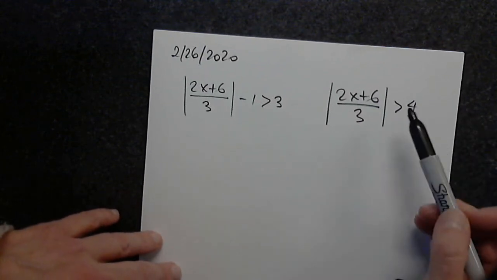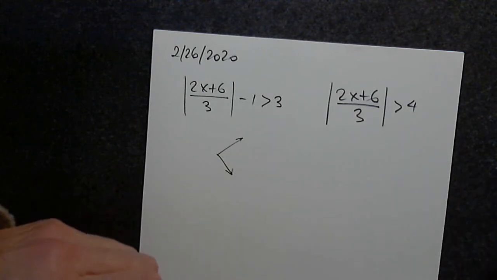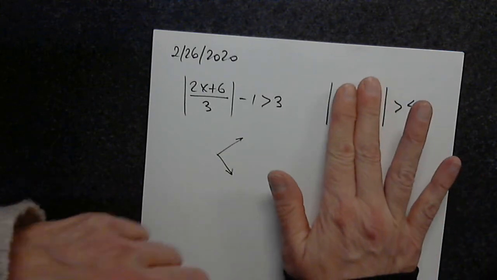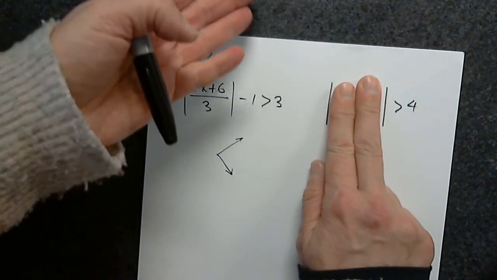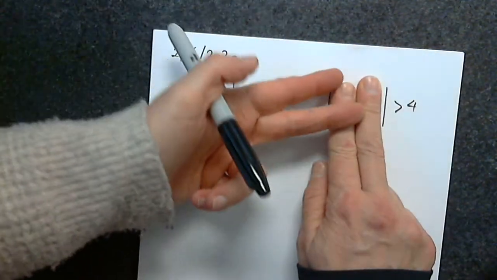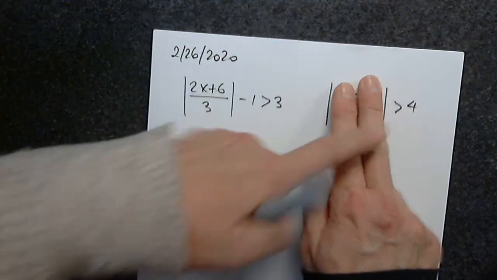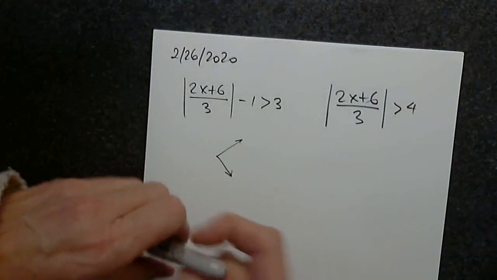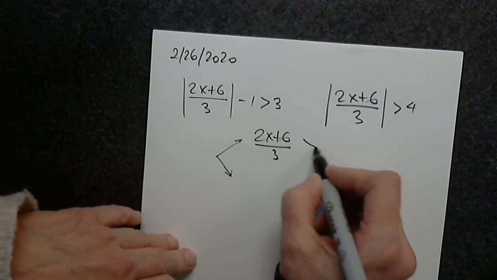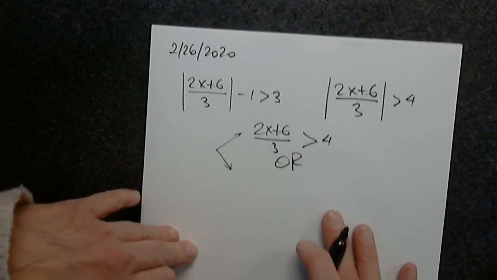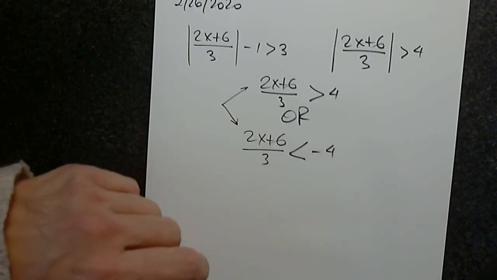So now this is the situation in which we have to separate, because I don't want you to memorize anything, but remember how we read this. We have to read it: find numbers whose distance from 0 is more than 4. More than 4 means to the sides, meaning this number, 2x plus 6 over 3, must be greater than 4, or 2x plus 6 divided by 3 has to be less than negative 4.